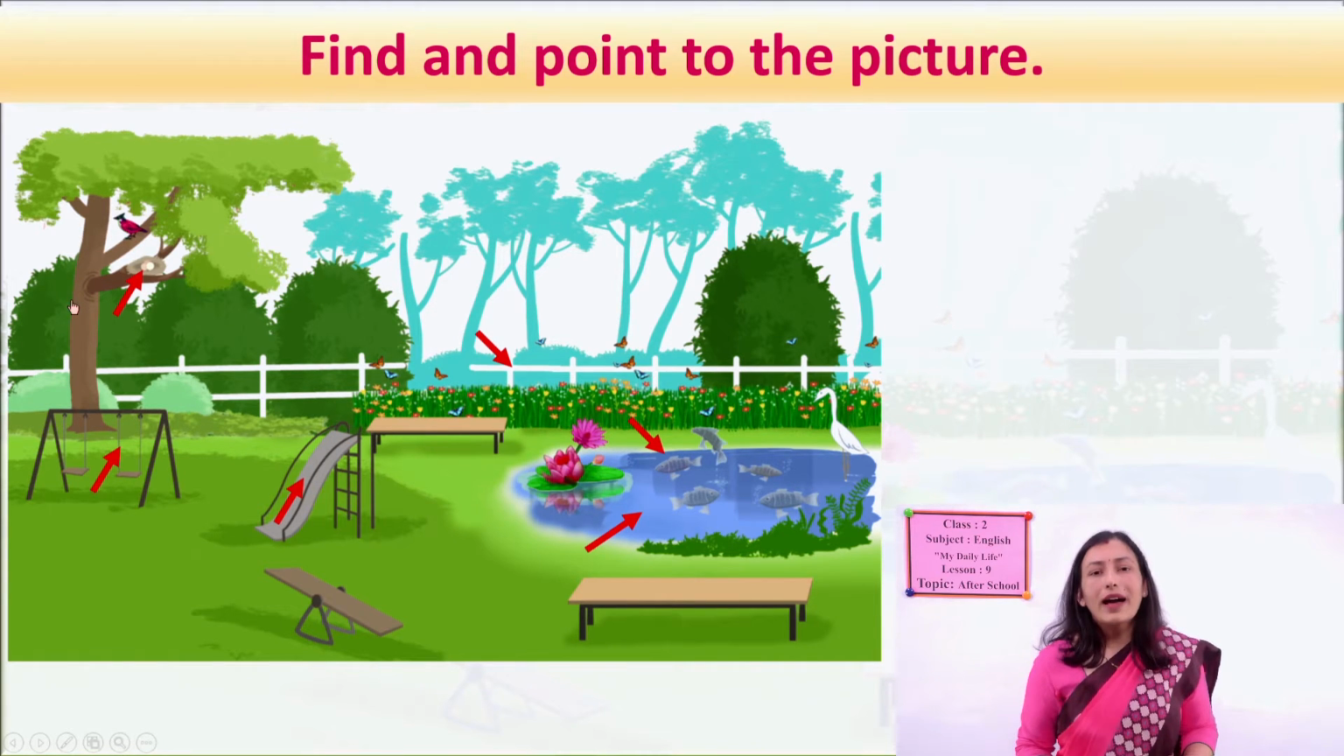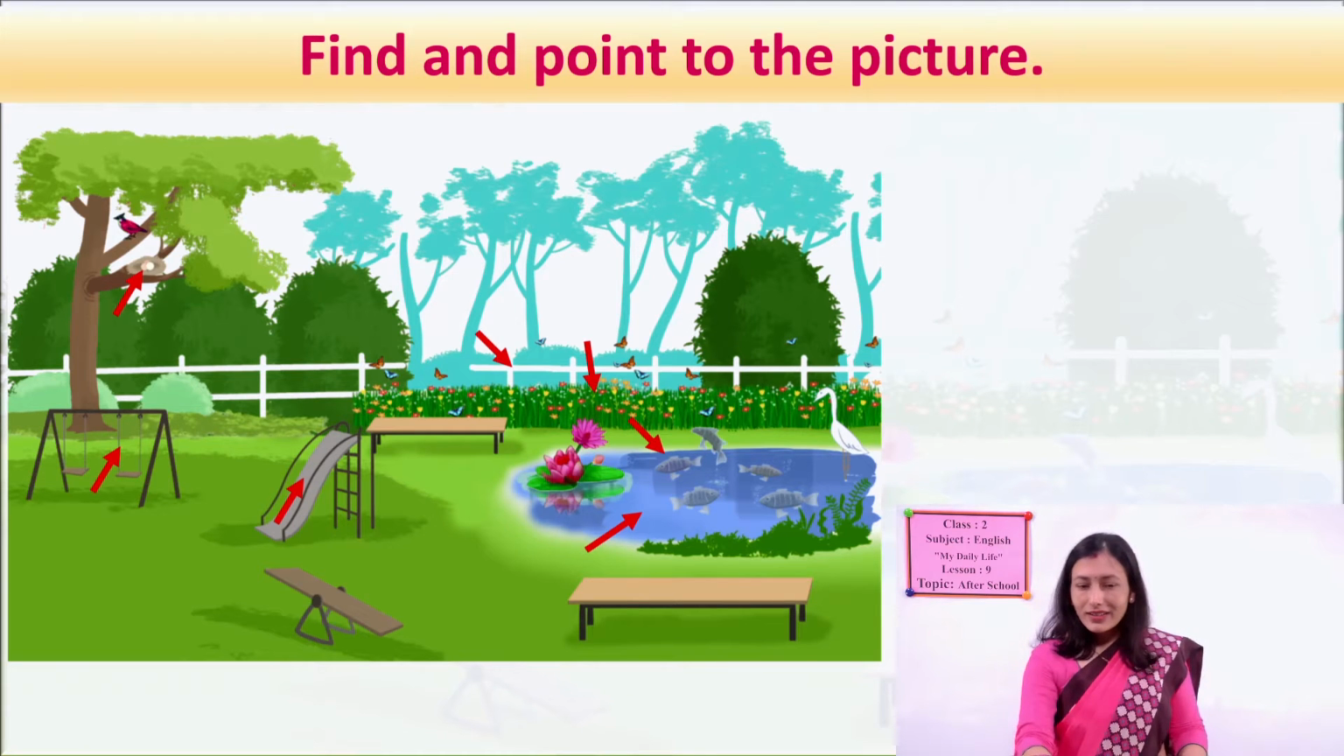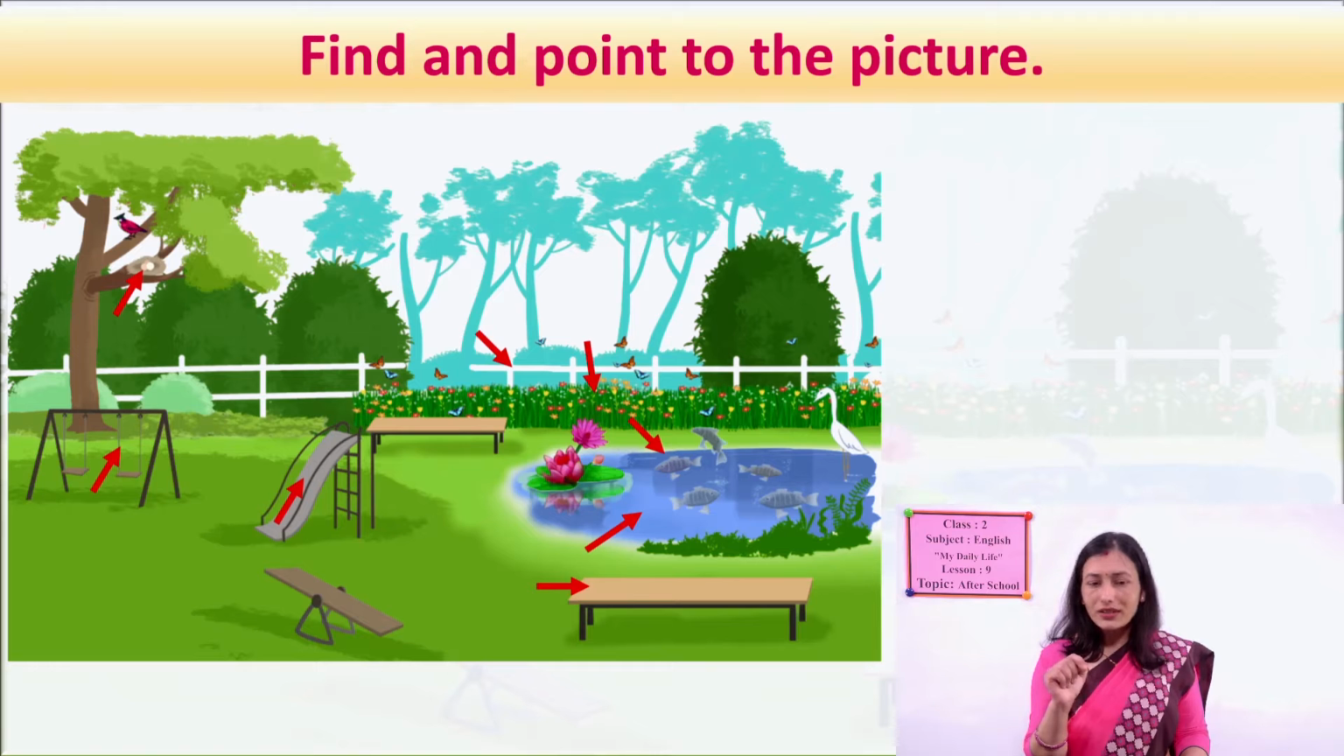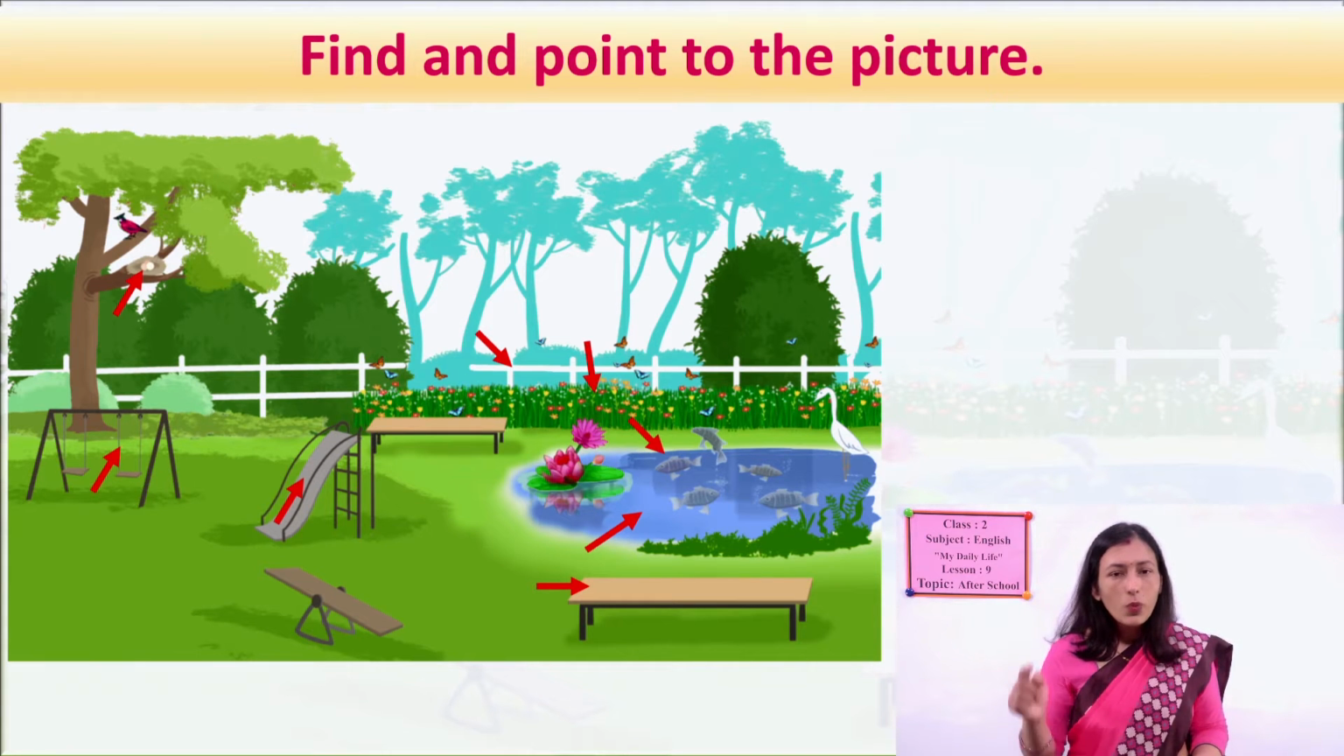Good job. Flowers. Point to the flowers. Good. Now, point to the bench. Bench. Good. Now, look at here whether you pointed to the particular picture or not. If you are wrong, find the correct one over here. Trees. Point to the trees. You must have pointed to the trees. There are so many. Yes?